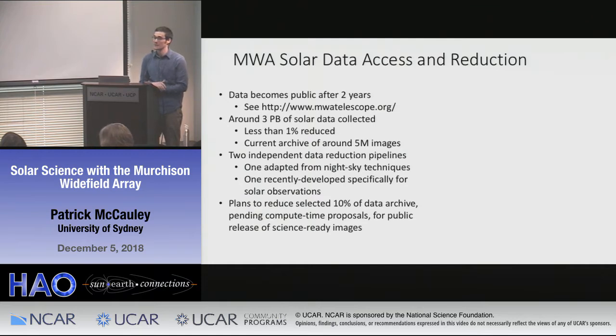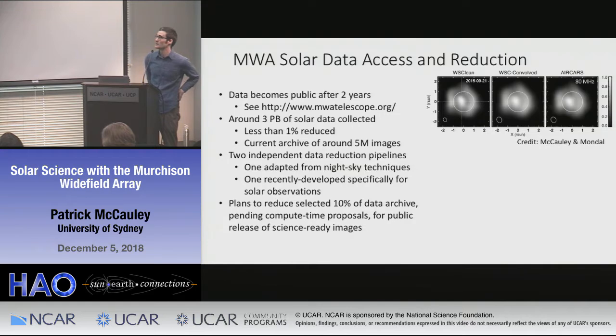MWA data, unfortunately, is not public immediately. It only becomes public after 2 years. We do have a lot of solar data in the can, though. Around 3 petabytes have been collected, but less than 1% of that has actually been turned into science-ready images. And there are currently 2 independent data reduction pipelines to produce images. One that I developed, which is based on taking the techniques and codes that are used for some of the night sky observations, specifically the extragalactic surveys, and working them into a form that's good for the solar observations, and then one that's more recently been developed and specifically tailored to doing the solar observations.